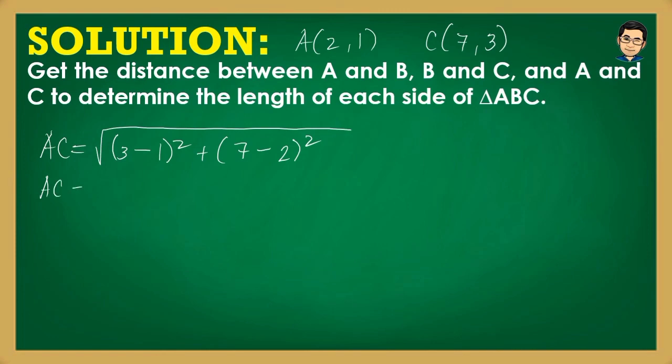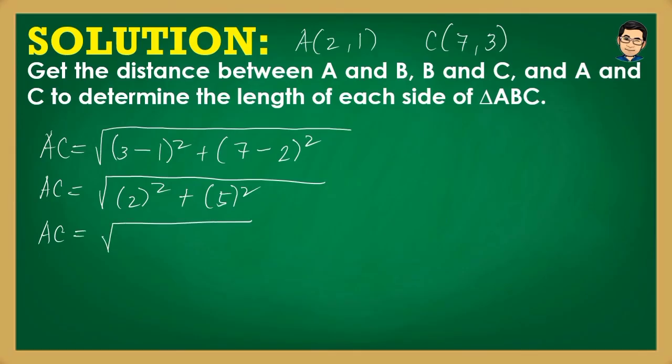AC is equal to the square root of 3 minus 1, 2 square plus 7 minus 2, 5 square. AC is equal to 2 square is 4 plus 5 square, 25. And then, i-add natin yung 4 and 25. Magkakaroon ng 29 na sum. So, square root of 29 units.